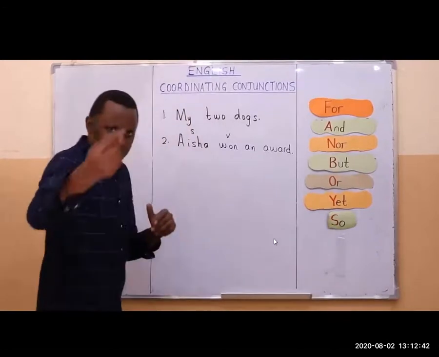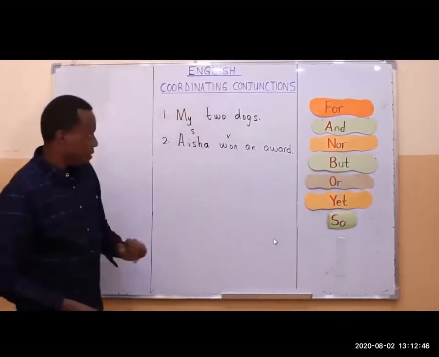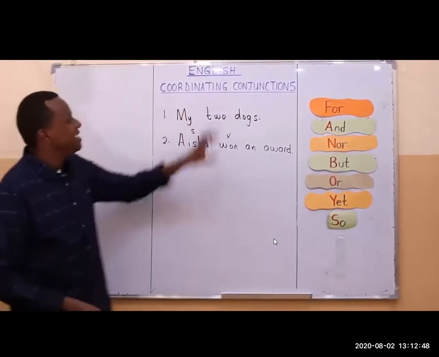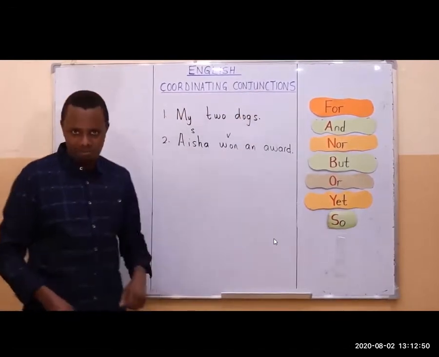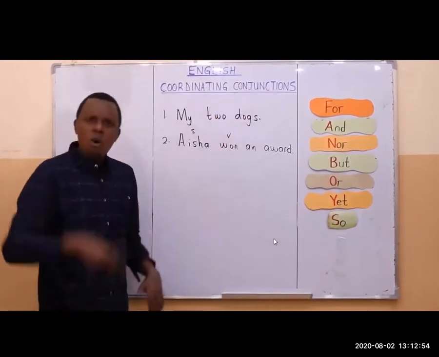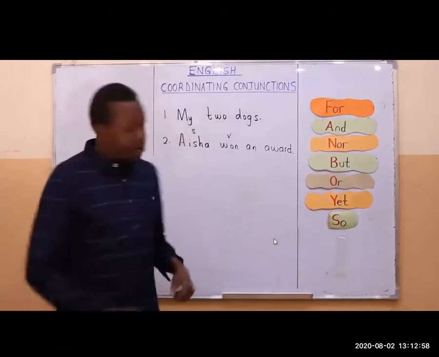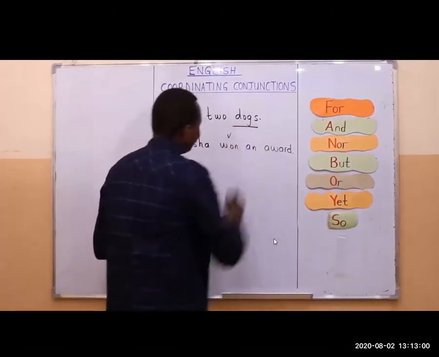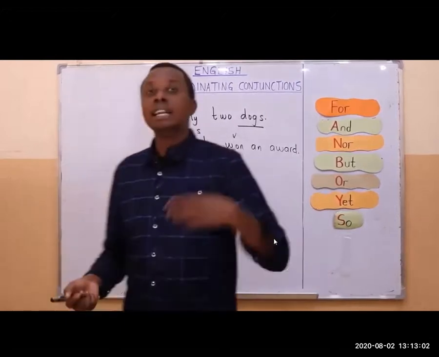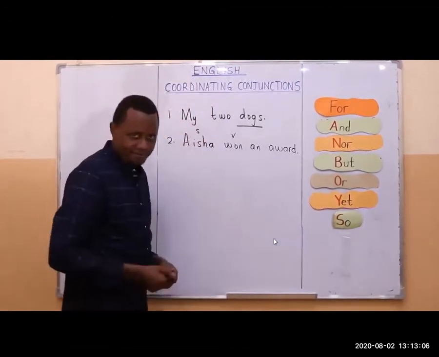Let me add something to this. When you come to this phrase here, my two dogs, this is a noun phrase. There are different types of phrases. This is a noun phrase. Why is it a noun phrase? Because the point of focus is the dog. And dogs are nouns. And that makes it a noun phrase.